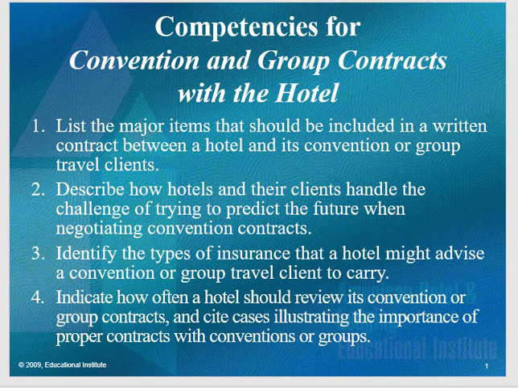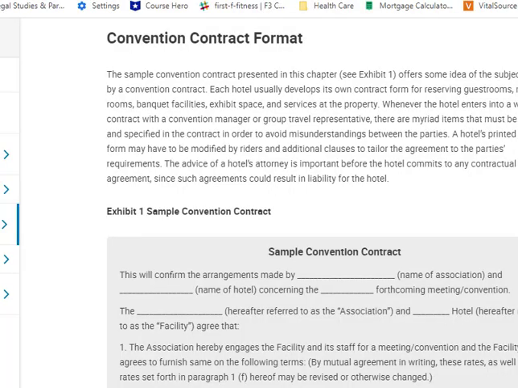The competencies for Chapter 6 include a review of the major topics that should be covered in convention contracts, the way some hospitality organizations attempt to predict the future when negotiating these contracts, some insurance that a hotel might advise or even require convention groups to carry, and finally, when periodic reviews of this particular type of agreement should be done. I think it's important for you to understand the type of document we'll be covering today.